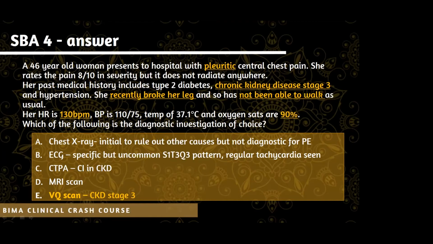Usually you'd go for a CTPA, but this lady's got chronic kidney disease and it's quite severe. It's stage 3. By stage 4, you're thinking about end stage, you're thinking about dialyzing. So the reason you don't want to do a CTPA in someone with stage 3 CKD is you don't want to give them the contrast. So you do a VQ scan, which is essentially ventilation versus perfusion. You inhale a radioisotope and you image that as it goes through your airway.